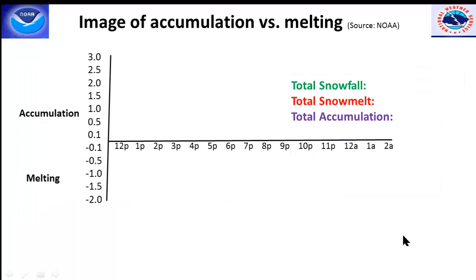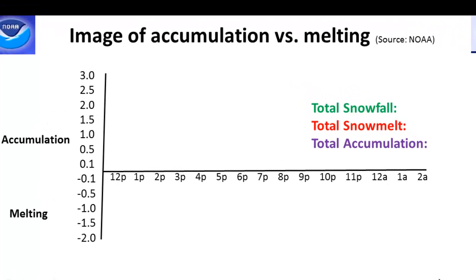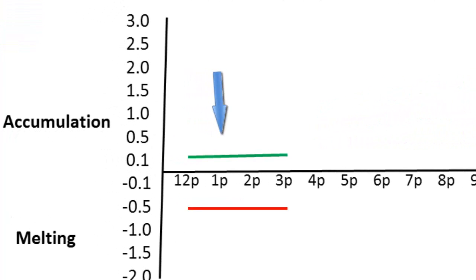This illustration shows a fictional winter storm example, with the hourly rate of snowfall in green, snow melt in red, and resultant snow accumulation in purple. In this fictional event, let's say a light snow falls at a slower rate than snow melt between noon and 3 p.m., resulting in no accumulation.